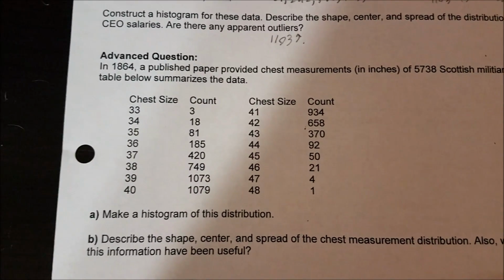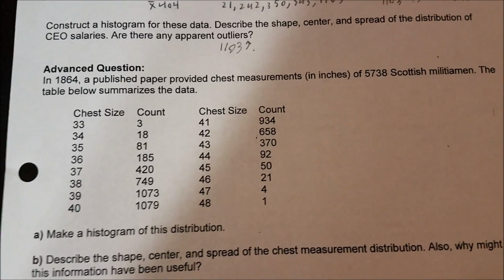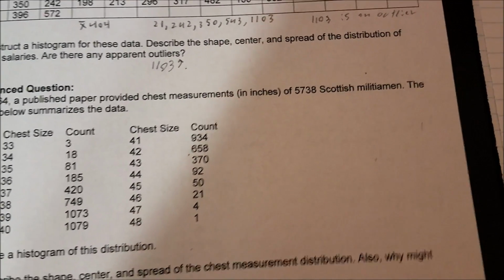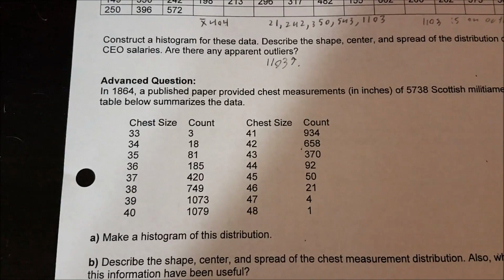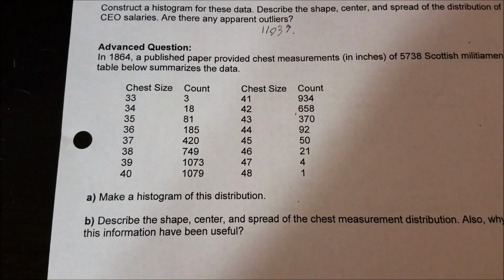AP Stats Quideo, advanced question. In 1864, a published paper provided the chest measurements in inches of 5,738 Scottish militiamen. The table below summarizes the data. We've got all this data here. Part A says make a histogram of the distribution.